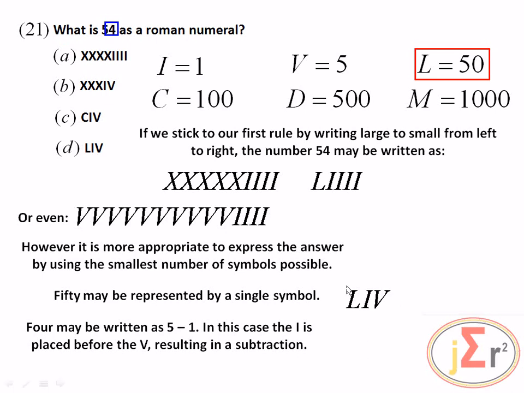So this one we have what? 50 is the largest. Then we should write V followed by I if we are just writing typically according to the rule. However, because we are violating the first rule by putting the small one before the large one, then we subtract the small from the large. So this is 1 to be subtracted from 5, so we have 4. The correct answer is option C.